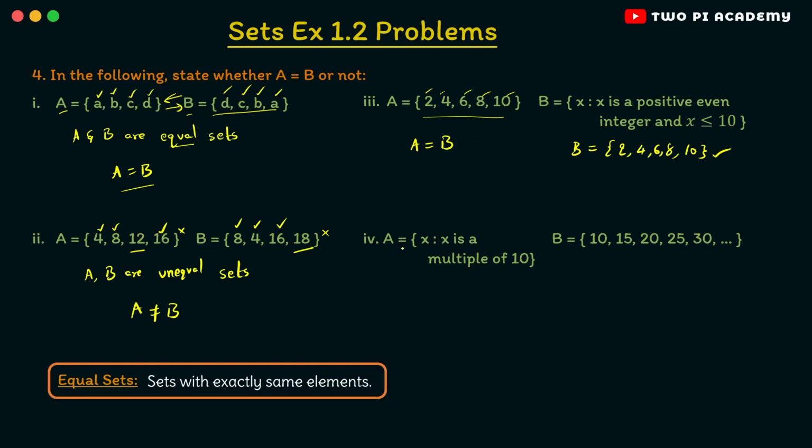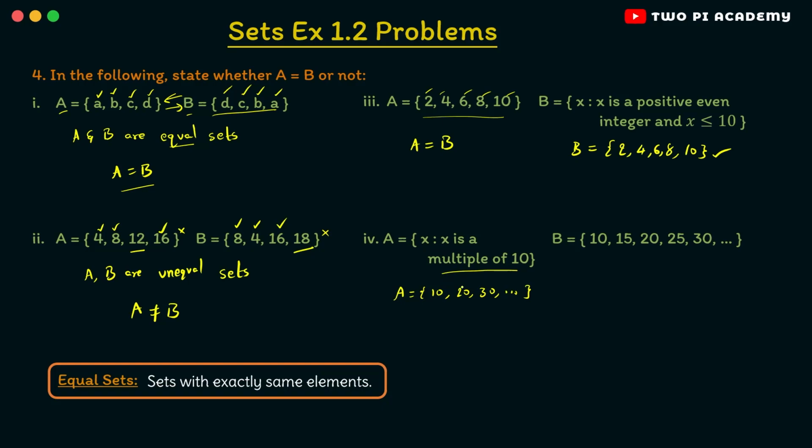And finally, capital A is the set of all x such that x is a multiple of 10. And capital B is equal to the set of 10, 15, 20, 25, 30, and so on. First we have to write A in roster form, same as before. In the roster form, you list the elements in curly braces separated by commas. First we have 10, which is a multiple of 10. And then we have 20, which is also a multiple of 10. And then 30. And you can continue and so on until infinity, right?